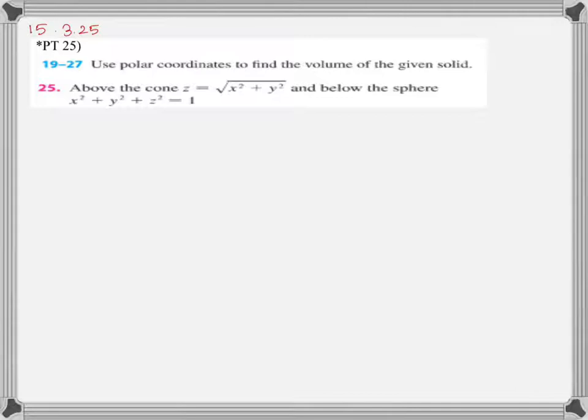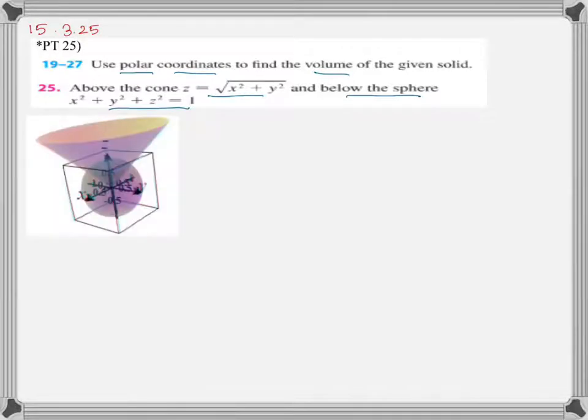So in this problem, we are asked to use polar coordinates and we have to find the volume. Above the cone, so we are given one part of the cone because it is positive square root of x square plus y square. So it is the upper part of the cone, and below the sphere, x square plus y square plus z square equal to 1. So let's look at a rough sketch of the diagram. You have the upper part of the cone and the lower part of the sphere.